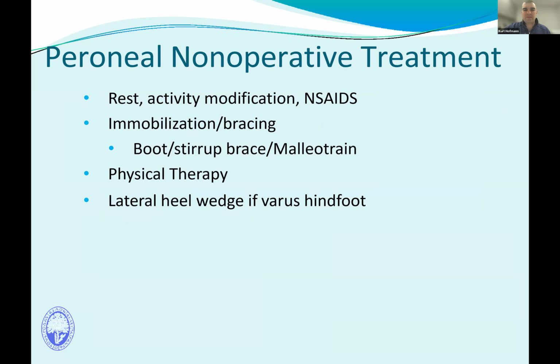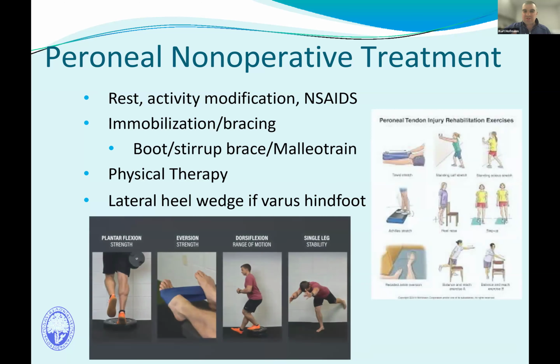Similar to ankle instability, the non-operative treatment is actually relatively straightforward. Again, there's a lot of physical therapy involved, immobilization and bracing in some respect. Just a general schematic of some peroneal tendon rehabilitation exercises here. The one thing, and we'll talk about this from a surgical standpoint briefly, is looking at the position of the hindfoot.